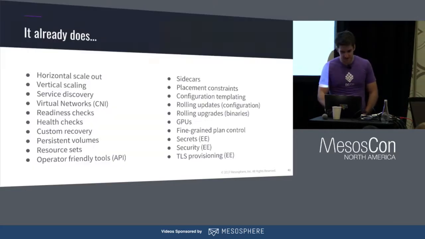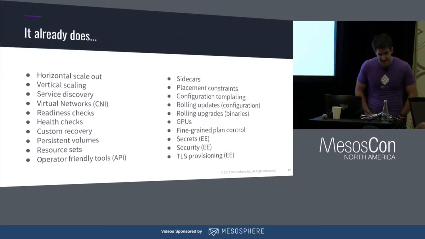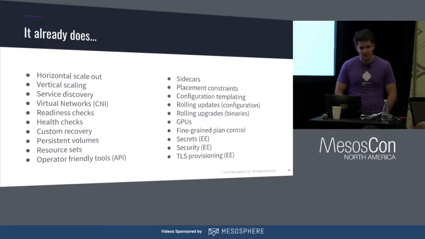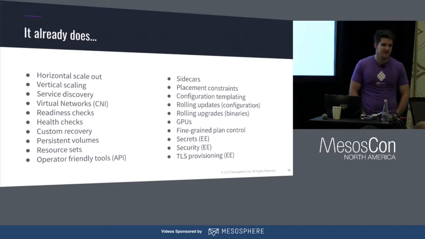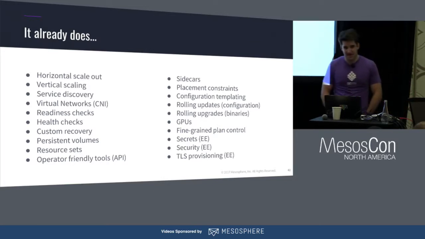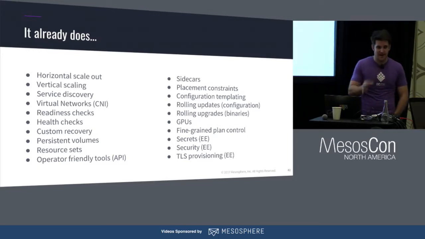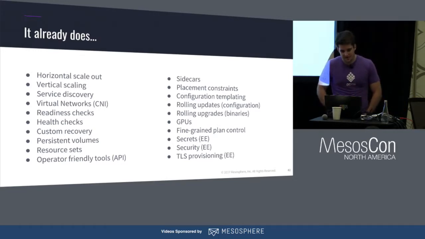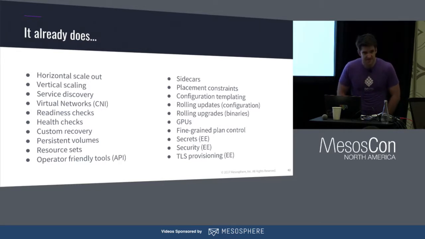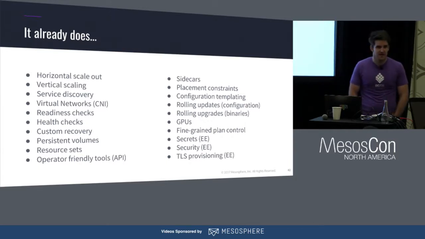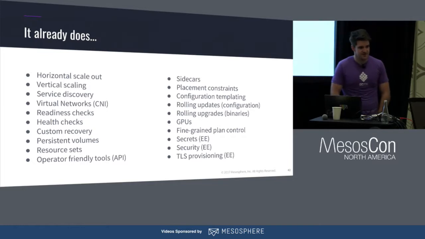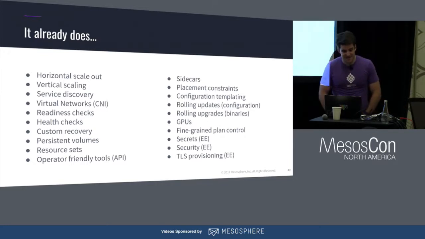So speaking of what it does, what do we do today? We have horizontal scale out, meaning I want to add more instances of a pod. I have vertical scaling, I want to go up or down for CPUs and memory of my pods. If I increase CPU or memory, it's going to do a rolling restart with whatever the update plan is, rolling out across the whole cluster. Service discovery: you get automated DNS entries that are very predictable and reliable, easy to consume within the framework for orchestration. Virtual networks: DCOS supports virtual networks, basically via CNI. We interface nicely with that. There's a built-in one in DCOS you can try out. It's just called dcos, the DCOS overlay.